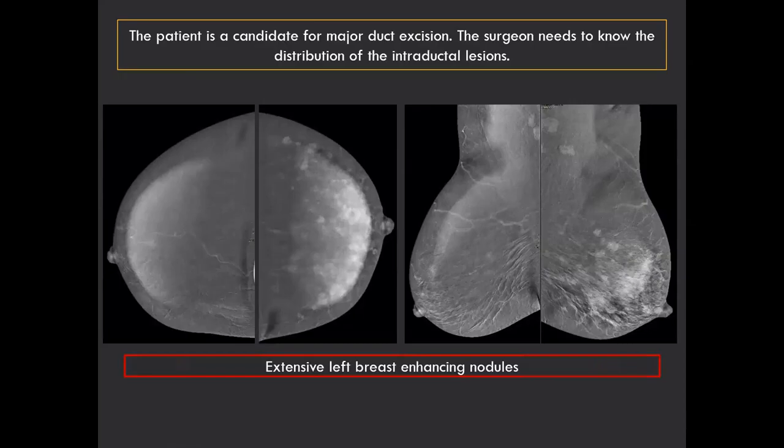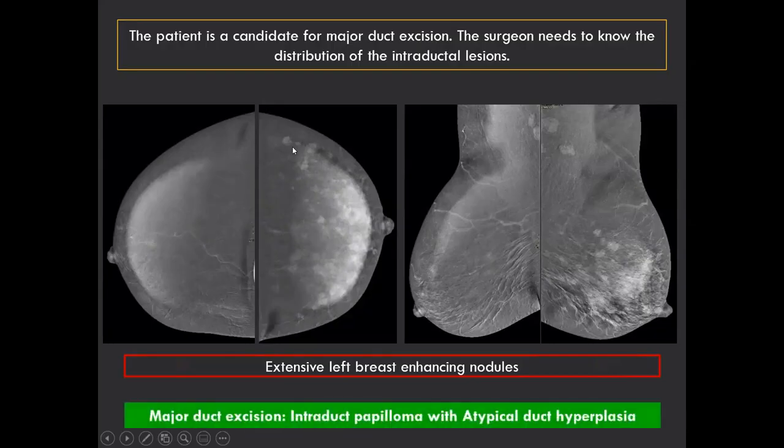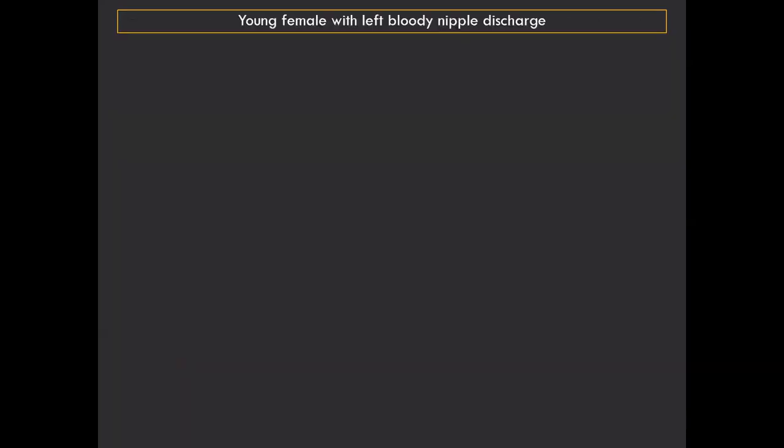And as you see in contrast imaging, although it is not diagnostic of the intraductal location of these lesions, it shows us the actual distribution of the papillomas within the breast. The patient underwent major duct excision, and these were intraductal papillomas with atypical ductal hyperplasia.